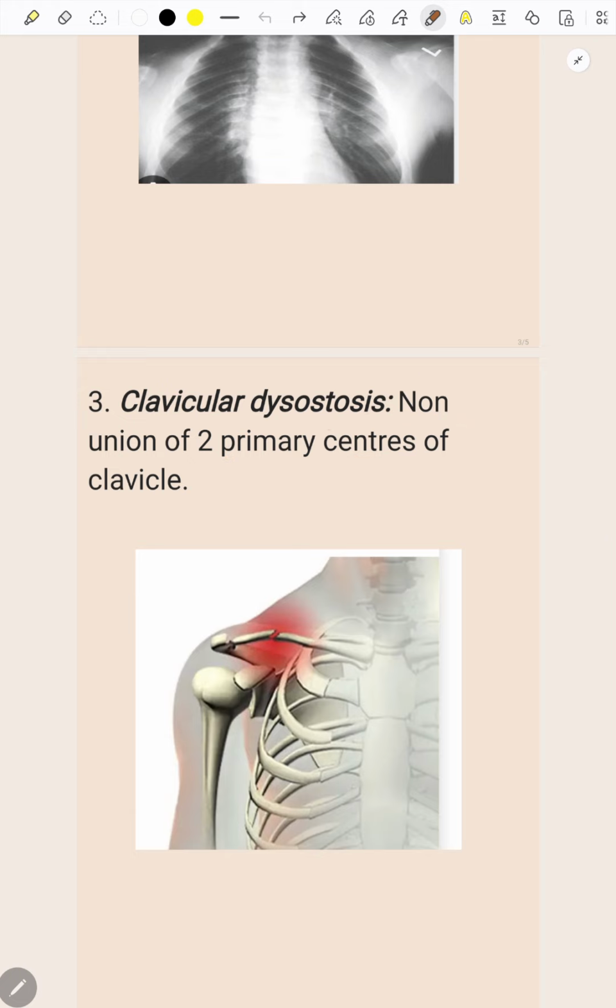As we studied in its peculiar features, the clavicle has two primary centers, one medial and one lateral. If they are not united, then that condition is called clavicular dysostosis, and the medial and lateral parts will remain separated, as we can see in this image.